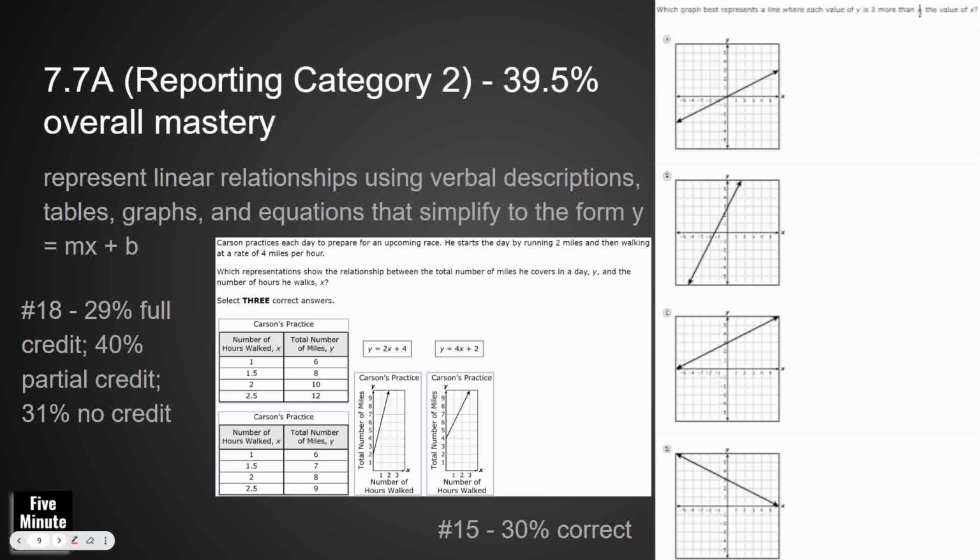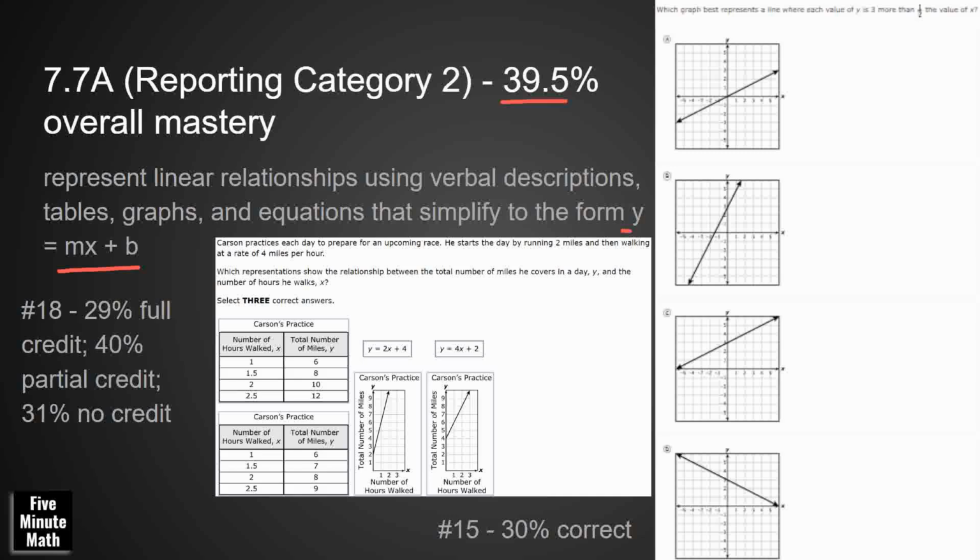Next, we have 7.7a. You see we're getting closer to 40% there, 39.5%. We're representing linear relationships using, same thing, verbal descriptions, tables, graphs, equations. In this case, simplify into the form y equals mx plus b. All right, so we're spending a little bit of time with slope-intercept form. Now, we have number 18 and then number 15.